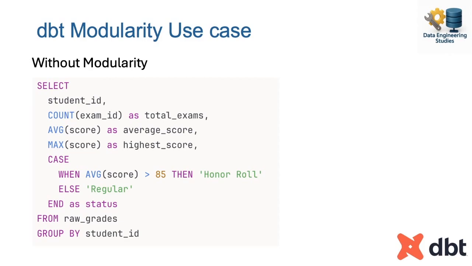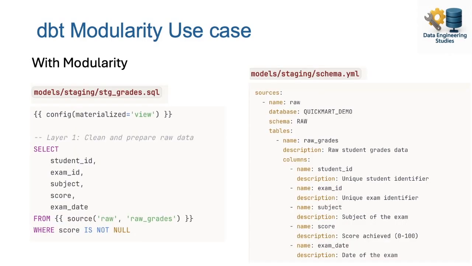Here is the modularity in action. Instead of one massive query, we are creating a staging model called stage grade that performs just one job, cleaning the raw data. It selects the essential fields, filters out null, and that's it.